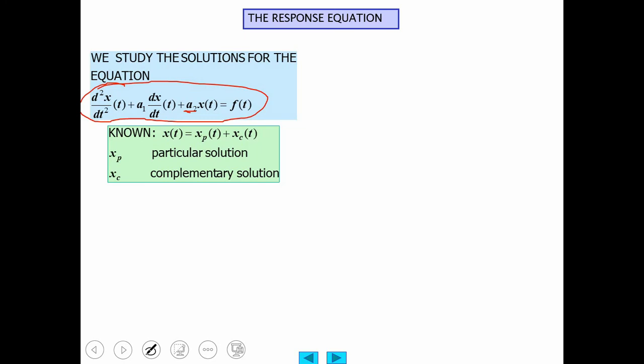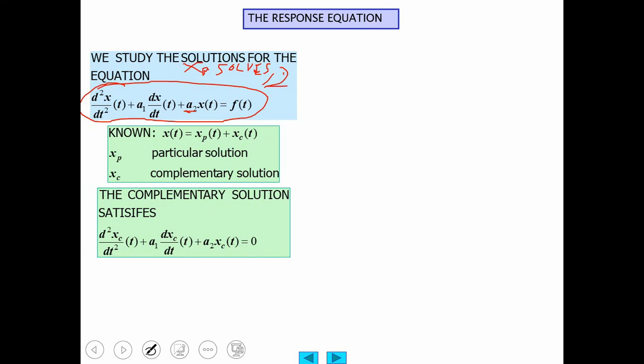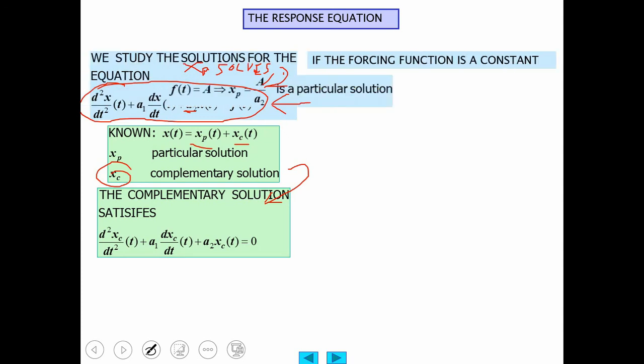Now, we're going to find a particular solution. XP solves that equation. XC is the complementary solution. XC solves this. XP, the particular solution, plus XC is also going to solve this equation. That's the trick. We have to find one XP and then a family of XCs.